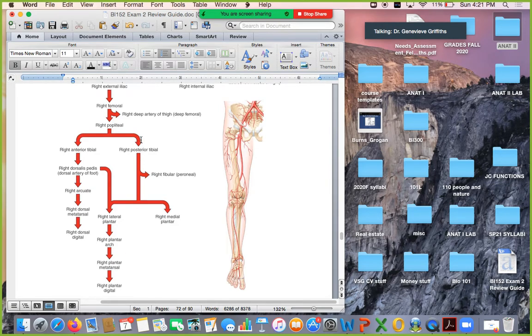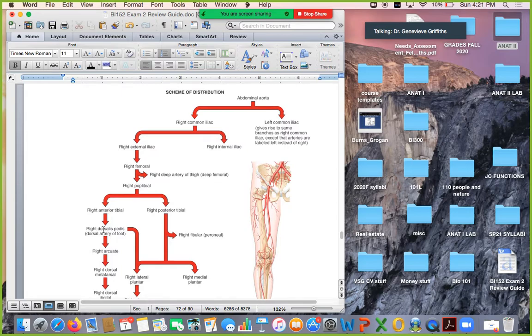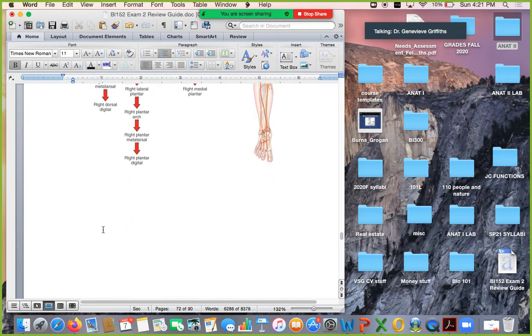Okay, the posterior tibial also has some crosstalk with this. It feeds into the right fibular and the right medial plantar, which has some crosstalk with the right lateral plantar and that plantar arch. Right, this is all stuff that you're really just going to have to work through and just memorize, lather, rinse, repeat.